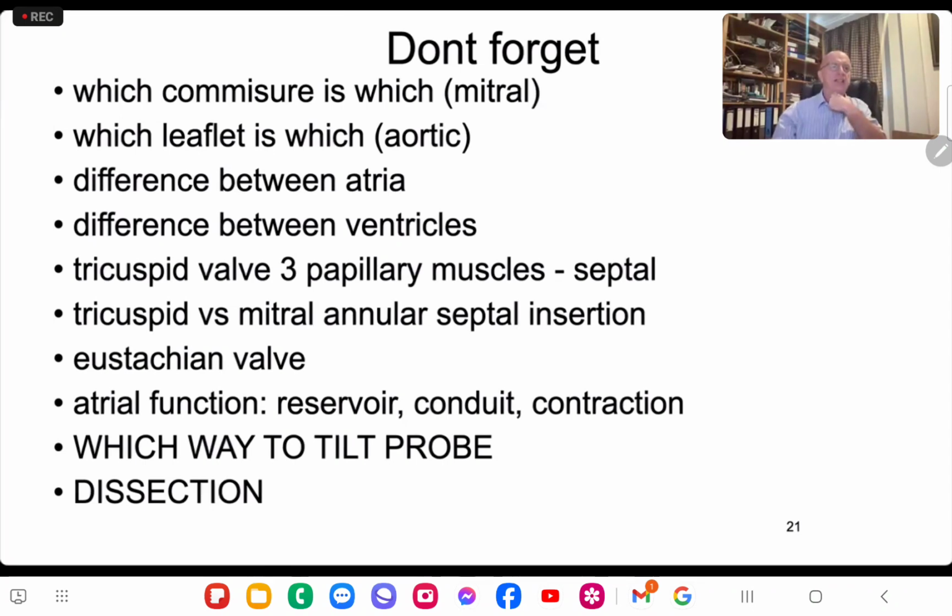The reason for that distinction is that a type A dissection is a surgical emergency and will be treated immediately by surgery, because the mortality rate in the first 48 hours is extremely high. Whereas with a type B dissection, which only involves the descending aorta, it's not quite so clear how to treat it. It's certainly not treated by immediate open heart surgery, and it may or may not be the right thing to stent it, for example. So they're treated very differently, and you need to know the difference between a type A and a type B dissection.